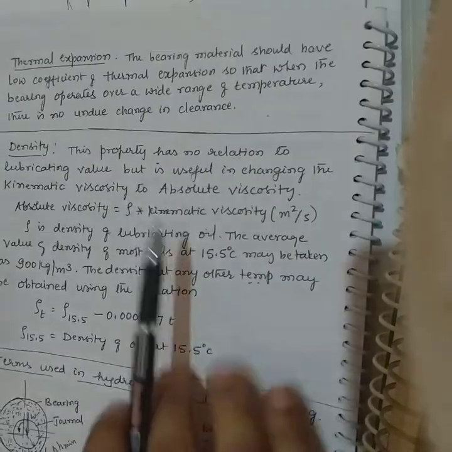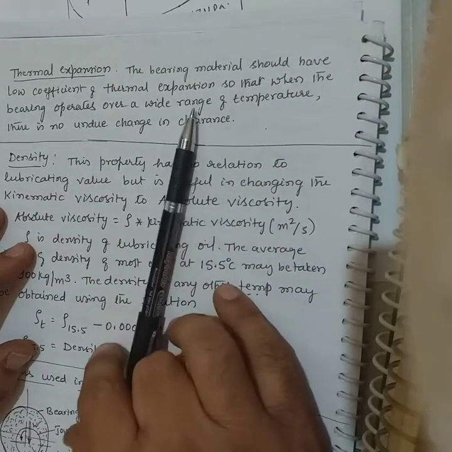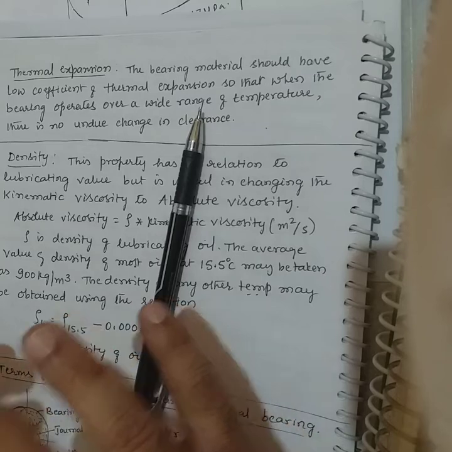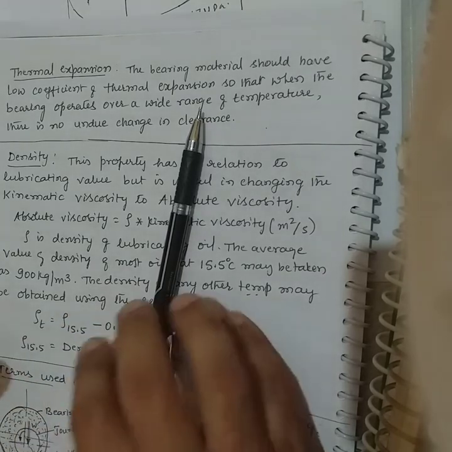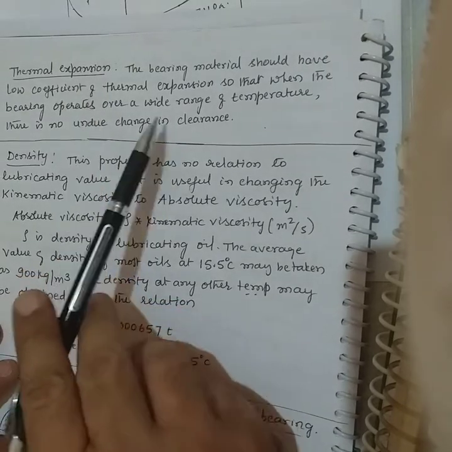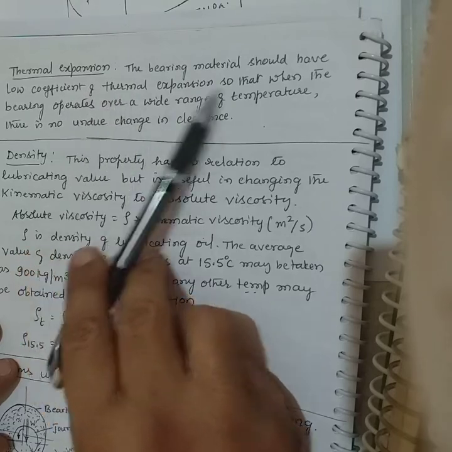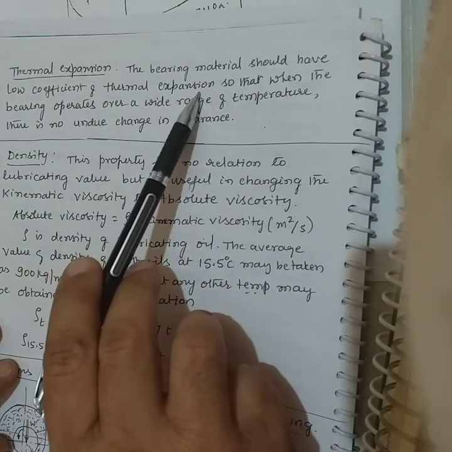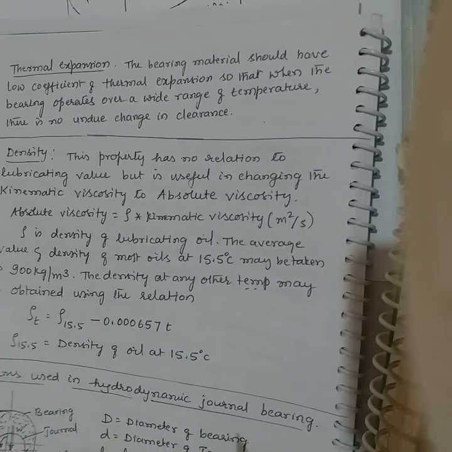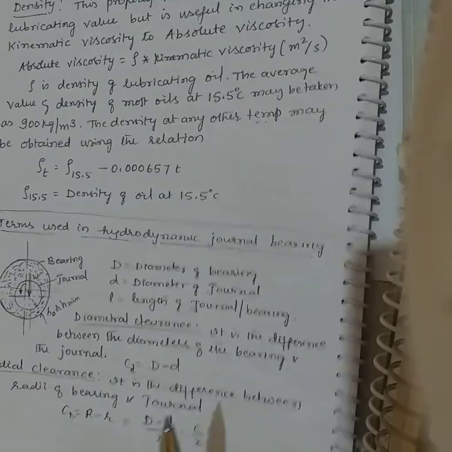And finally, the thermal expansion property. The bearing material should have a low coefficient of thermal expansion. That is, it should not expand for a reasonably wide range of temperature. That means there should not be undue change in clearances because of temperature. So that is thermal expansion. That means it should have a low coefficient of thermal expansion. So these are all the desirable properties of bearing materials.